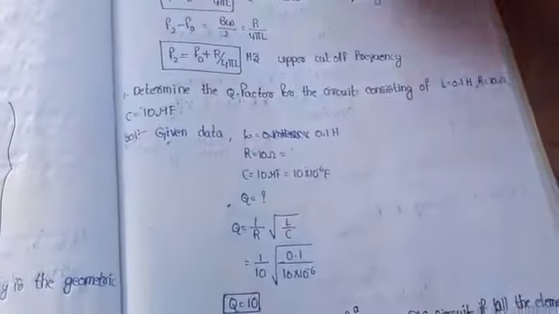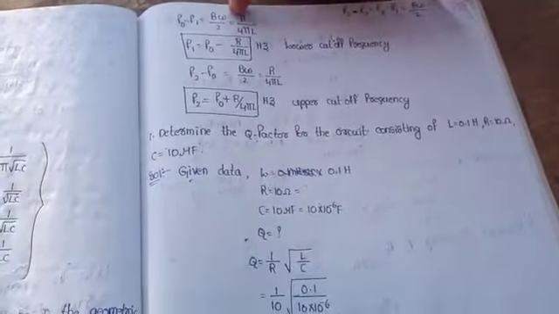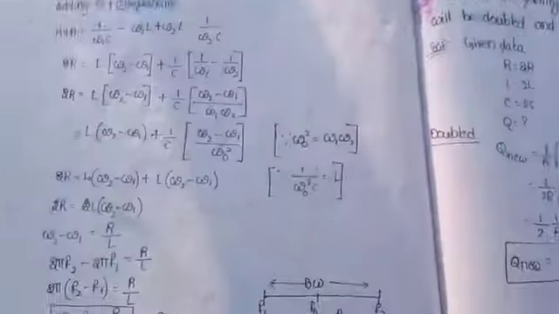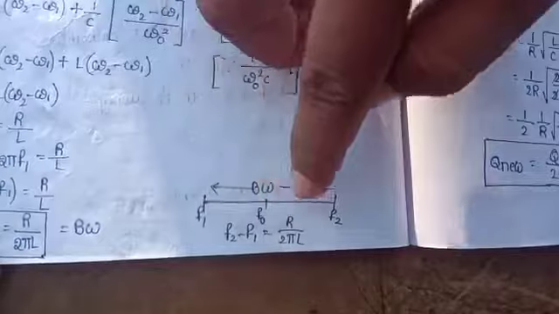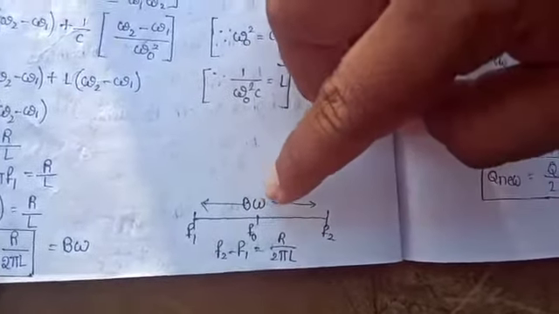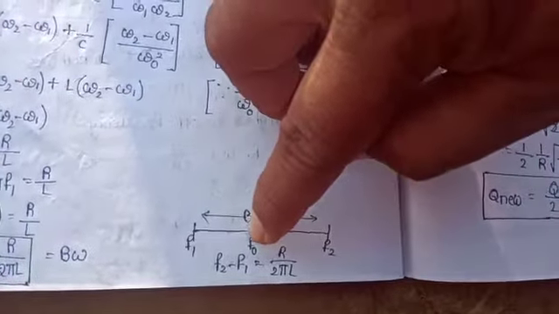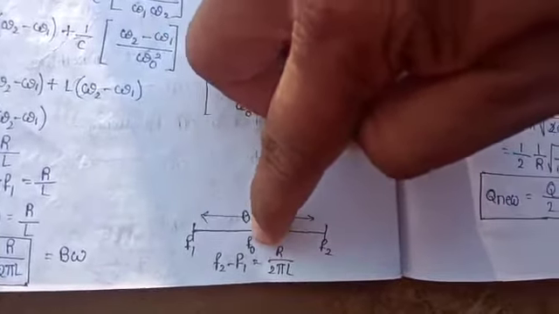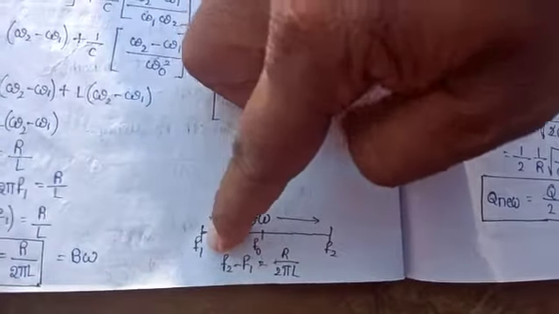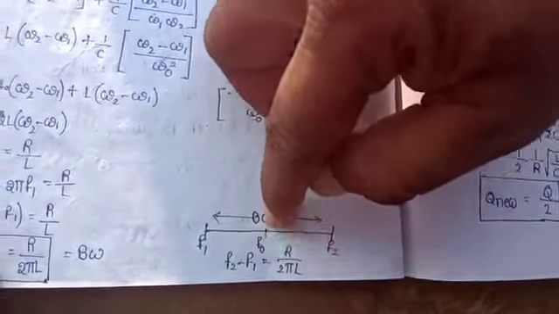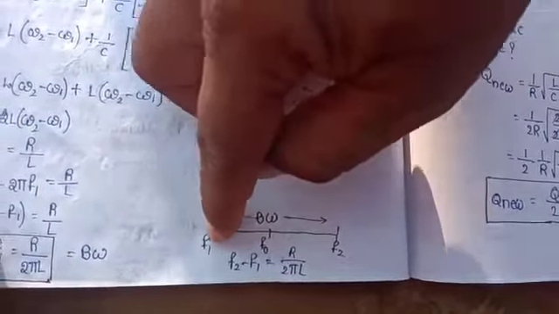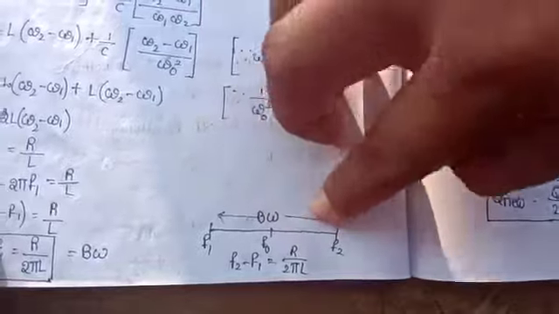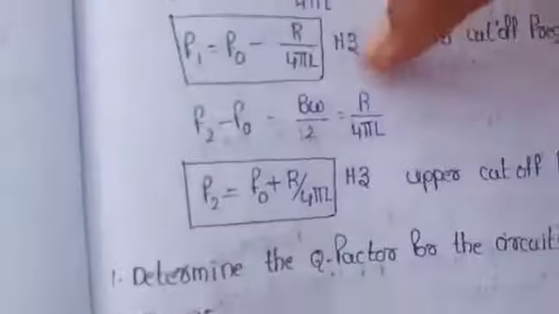How can you say that F0 minus F1 is equal to bandwidth by 2? See this diagram. This is the total bandwidth. Bandwidth is nothing but F2 minus F1. Now F0 is exactly half of the bandwidth. So F0 minus F1, or F0 minus F2, is nothing but bandwidth by 2. That may be used in the derivation.